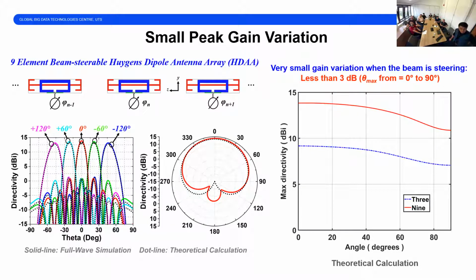This colored line is the simulation, and the dotted line is the calculation. We found that the calculation and simulation agree with each other very well, even when the beam is scanned to almost 45 degrees. Another interesting feature is that when the beam is scanned, the gain variation is less than 3 dB. It's very small, even when the beam is scanned to 90 degrees.